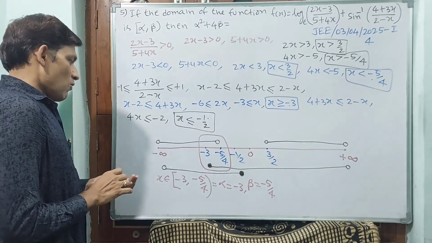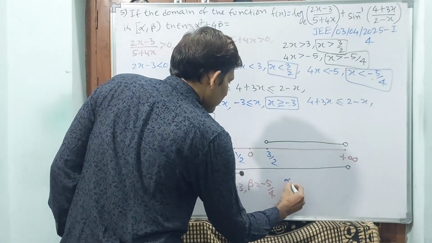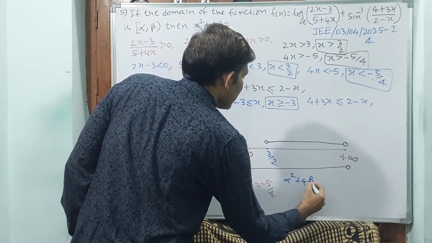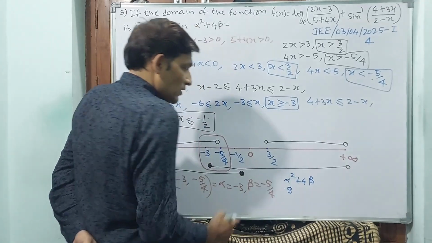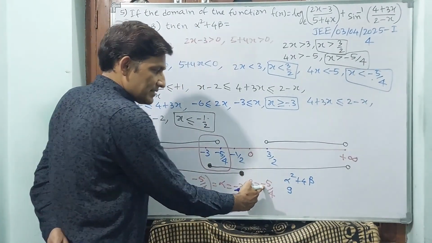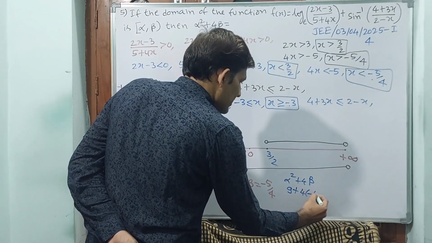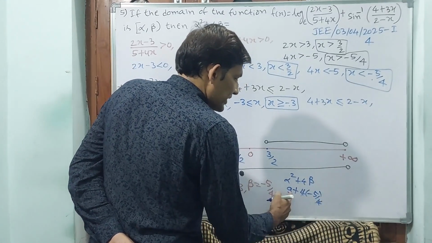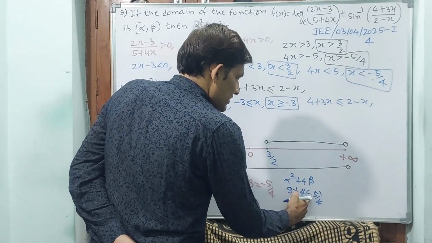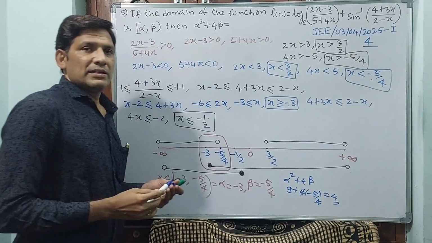Okay. Now what are they asking? They are asking alpha square plus 4 beta. Alpha square means 9. Don't put minus, because here plus is there. So you keep plus 4 into minus 5 by 4. See, the 4 is going to get cancelled out. 9 minus 5, 4. 4 will be your answer. Let us go for the next question.